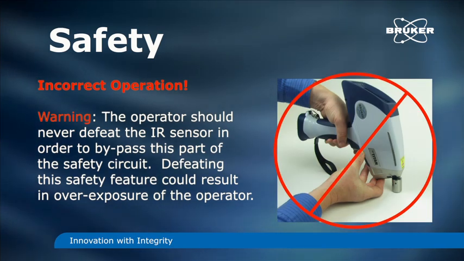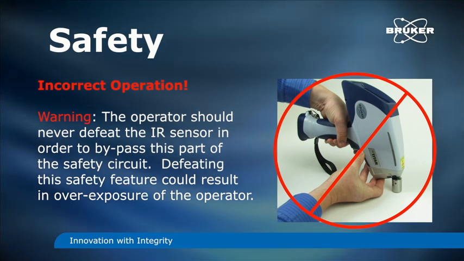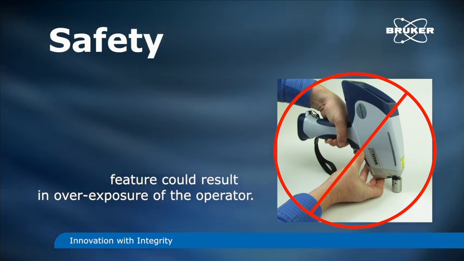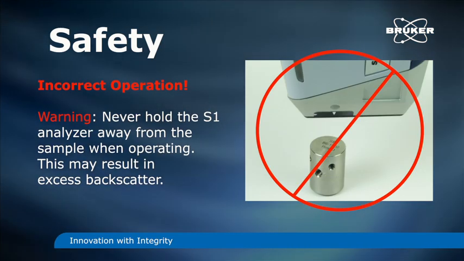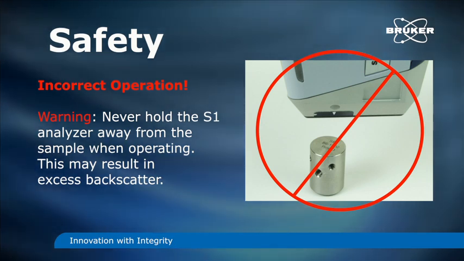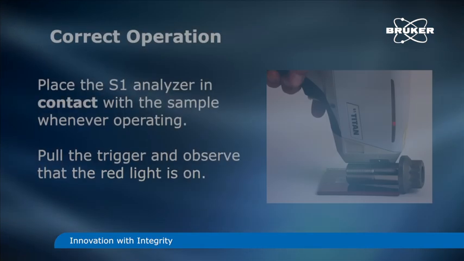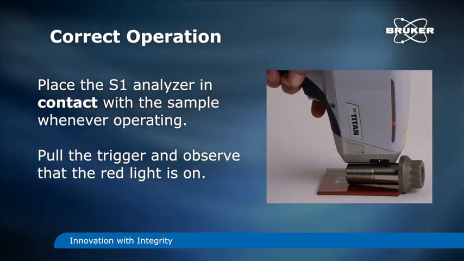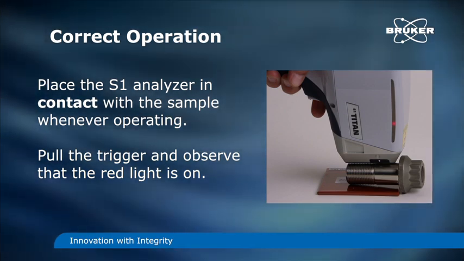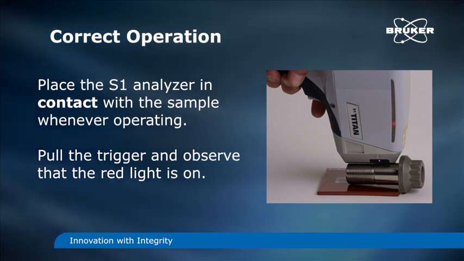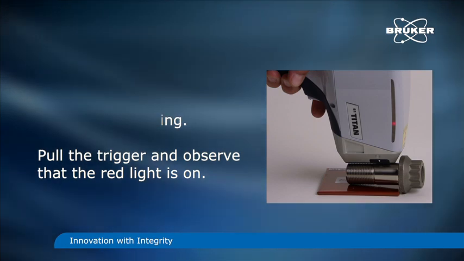The operator should never defeat the IR sensor in order to bypass this part of the safety circuit. Defeating this safety feature could result in the overexposure of the operator. Place the S1 analyzer in contact with the sample whenever operating. Holding the analyzer away from the sample will result in excessive backscatter. The correct way to use the S1 analyzer is to place it on a sample which completely covers the front of the analyzer and is away from the operator's body, or other people in the area. At this time, pull the trigger and observe that the red light is on until the measurement is completed.